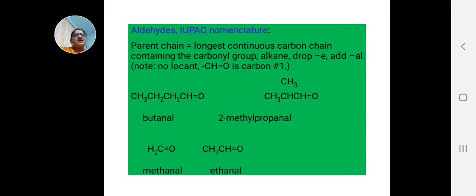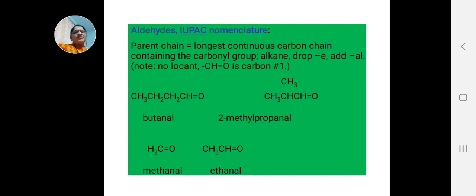The next is the IUPAC name of aldehydes. That means again the longest continuous carbon chain containing the carbonyl group is selected as the parent alkane. By replacing the e of this parent alkane with al, the name of the compound becomes alkanal. For example, the first example, CH3CH2CH2CHO.